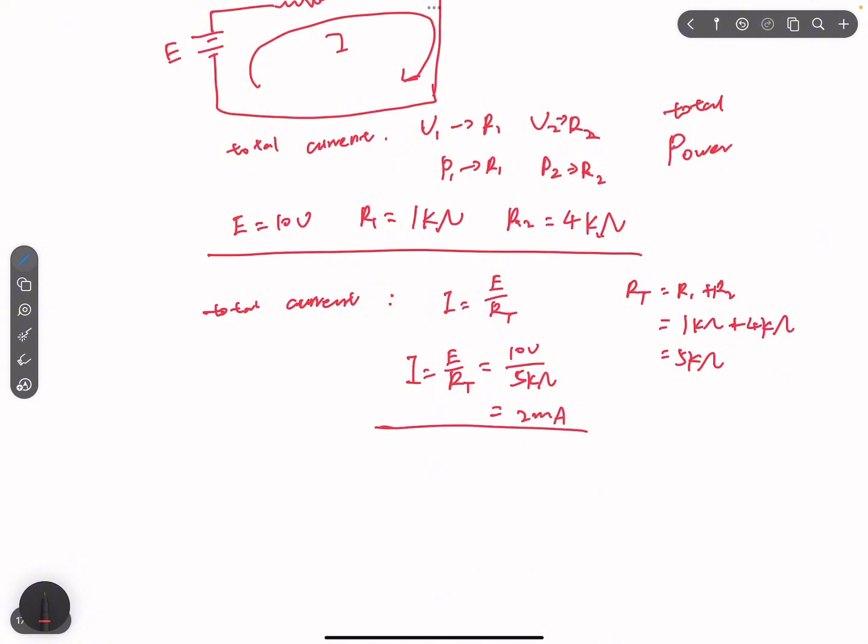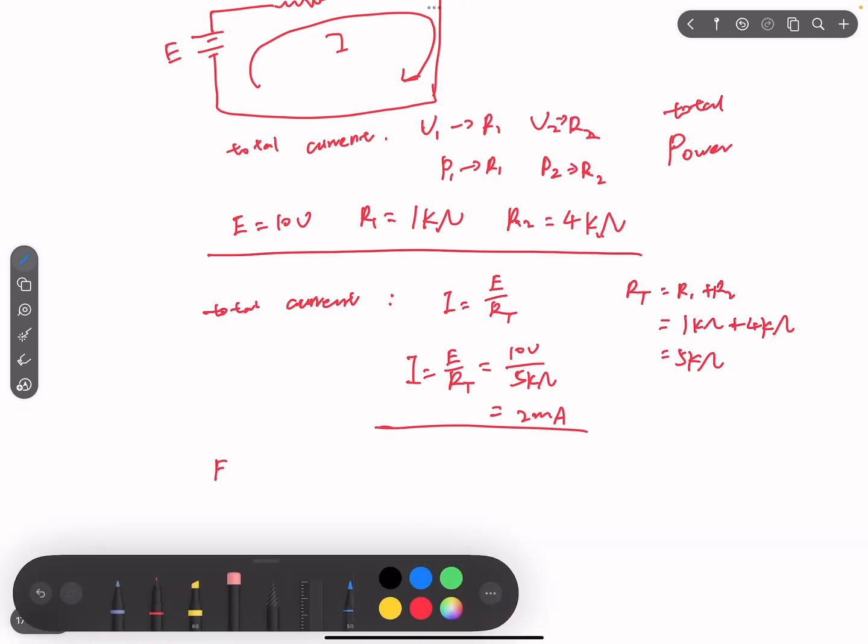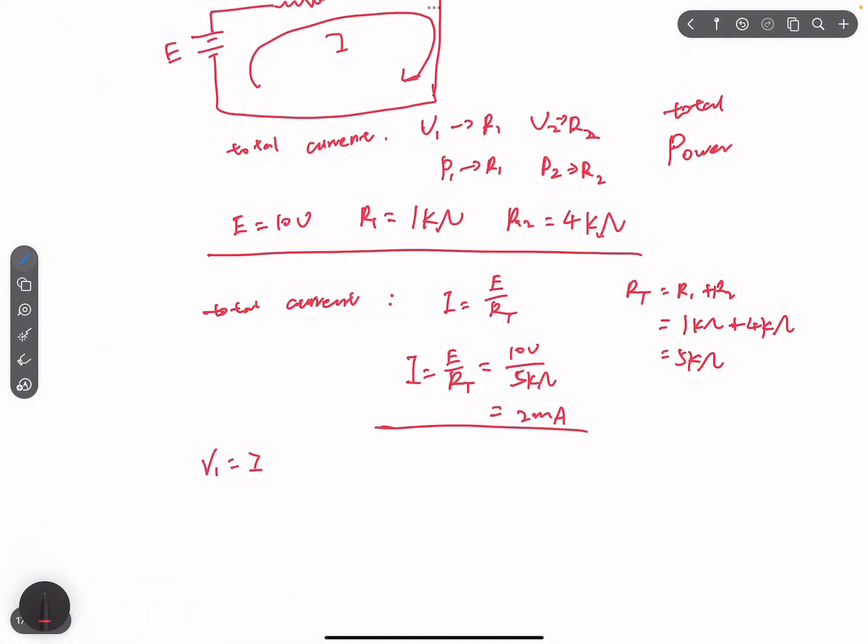And if we want to find the voltage drop across R1, same thing, Ohm's law. We can use E, or I change the symbol to V. So V1 will equal I times R1 equals 2 milliamps times 1 kilo ohm equals 2 volts. V2 will equal I times R2 equals 2 milliamps times 4 kilo ohm equals 8 volts.